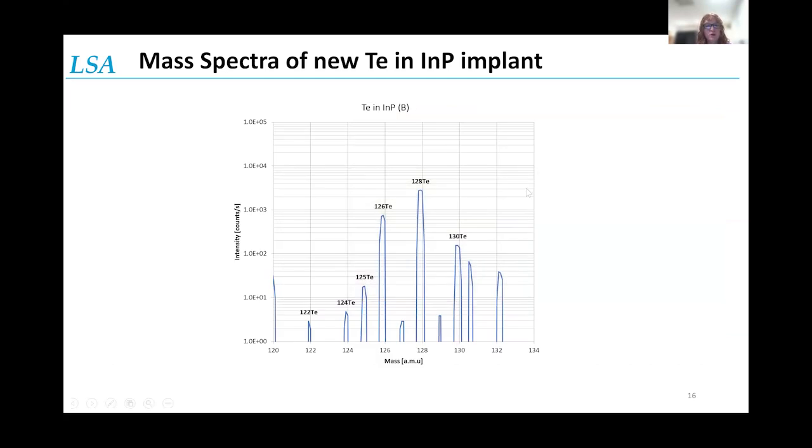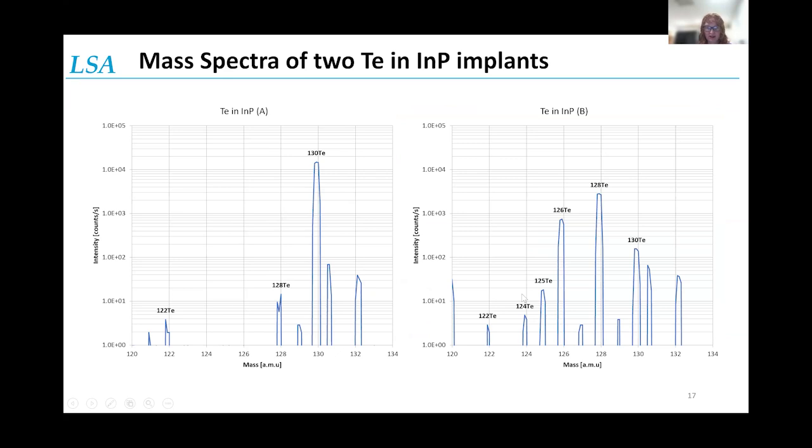So this was meant to be a 130 tellurium implanted into indium phosphide, and our mass spectrum shows peaks for all of the tellurium isotopes. And this is when we start to bash our heads against the wall. Instead of getting our nice 130 tellurium implant, we get all of the isotopes implanted into the sample.